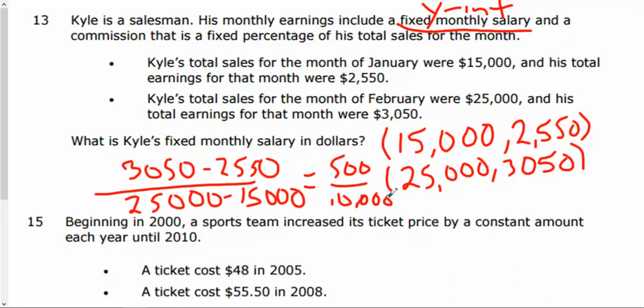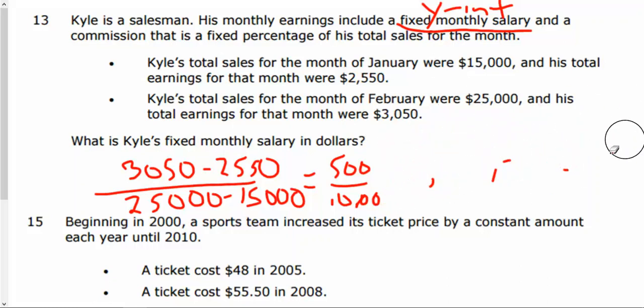And I'm getting a little cramped here. Let me try to erase some of this. Okay, and so now we can simplify that down. The easiest way for us to simplify that down is cancel out the zeros, and we're left with 5 over 100, which is 1 over 20. So that is our slope. Our slope is going to be 5 over 100 or 1 over 20, meaning that essentially Kyle is getting 5% of his sales.